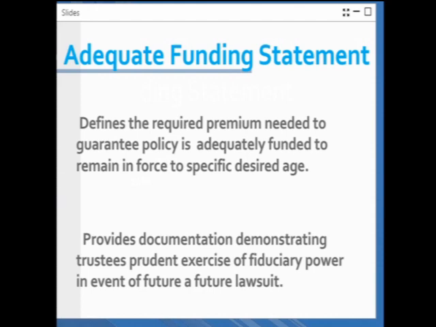Very simply, an adequate funding statement is what I refer to that the accountant could or should provide, perhaps as one of the most important aspects, is to make certain that the premiums that the grantor or the trustee is paying is sufficient to be able to carry that policy up until whatever time period the grantor or the trustee or the insured decided that they wanted to keep that policy.